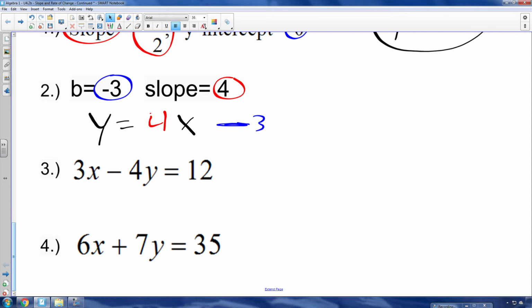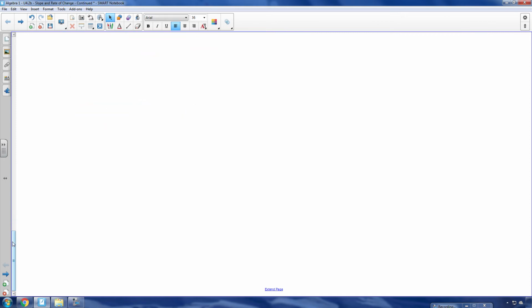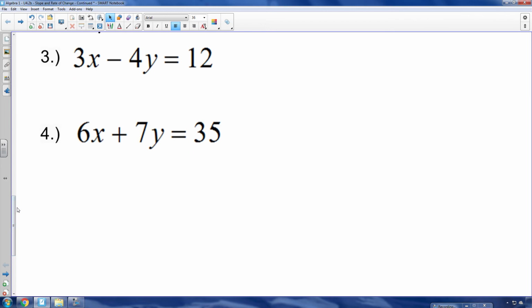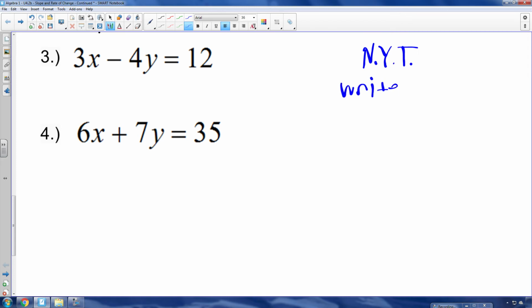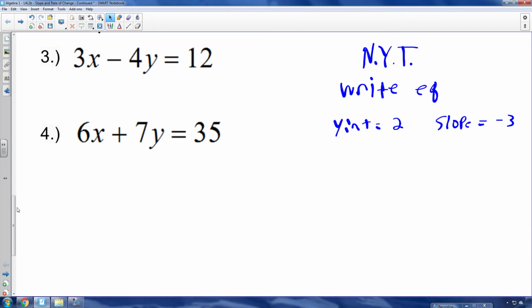Well, the first thing I want to do is help you out and make sure you're able to do this problem here, 3. But before we do that, I want you to do a now you try, and I'm adding this on. Okay, so now you try. I want you to try to write the equation of the line in slope-intercept form when the y-intercept is 2 and when the slope is negative 3. Okay, so go ahead and try to do that. Pause the video and give that a shot.